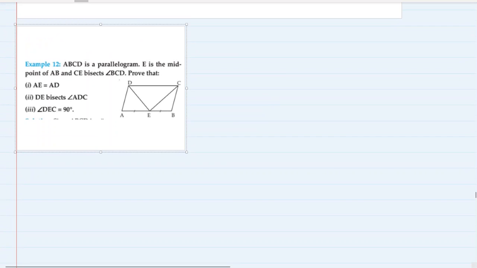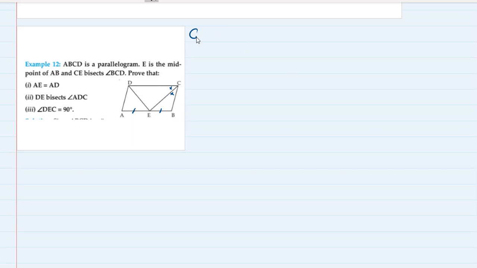ABCD is a parallelogram and E is midpoint of AB, and CE bisects angle BCD. Okay, E is midpoint of AB and CE bisects angle BCD. So this angle is equal to this angle. Okay, prove that AE is equal to AD. Okay, it can be proved very easily.